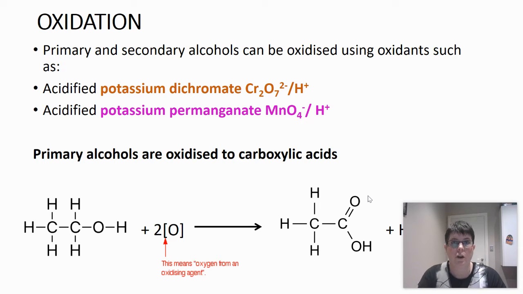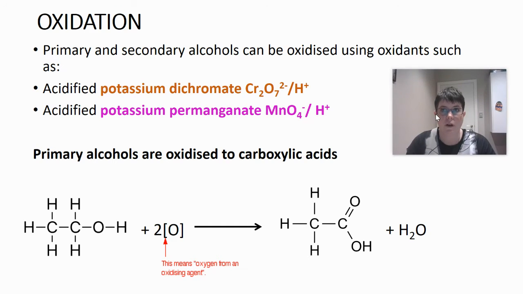Primary and secondary alcohols can be oxidized using oxidants such as acidified dichromate and acidified potassium permanganate. Potassium permanganate is a purple color and it is a strong oxidizing agent. It will also oxidize alkenes. Potassium dichromate will not oxidize alkenes.